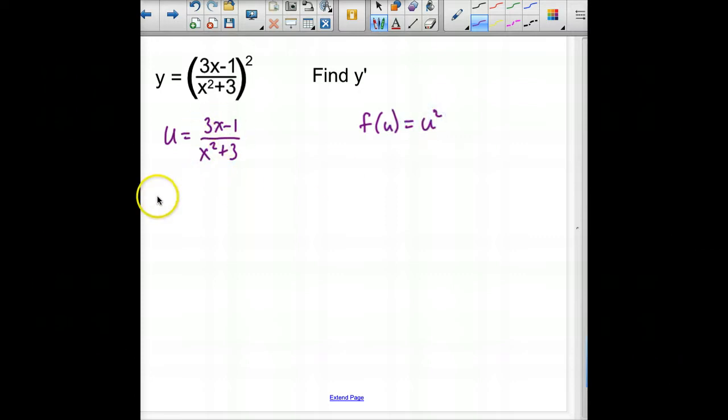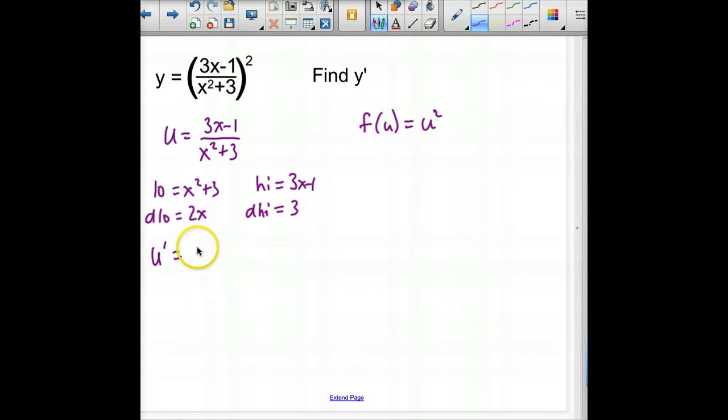To do the derivative of the inside function, so I'm going to work on u prime, I have to set up a quotient rule. So here's another u, or let's do low and d high. So low is x squared plus 3, and high is 3x minus 1. D low is 2x. D high is 3. So the derivative of our quotient, u prime, is low d high minus high d low, all over low, or low squared.